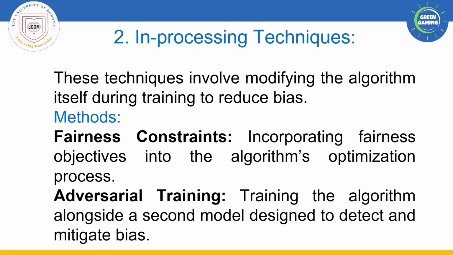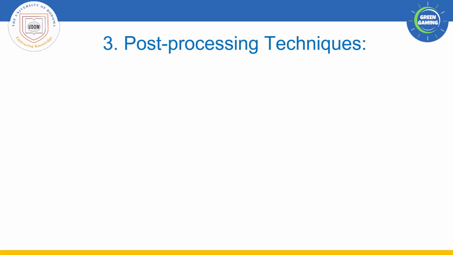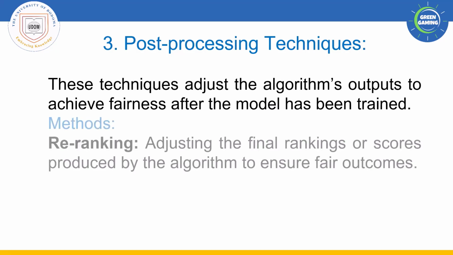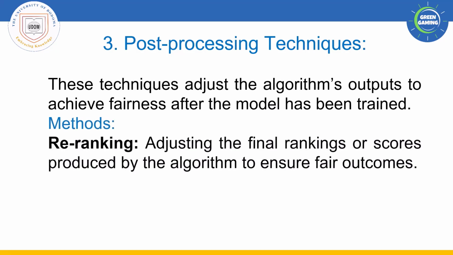Adversarial training, whereby we train the algorithm alongside a second model designed to detect and mitigate bias. Okay, so apart from pre-processing and in-processing, we also have post-processing techniques. These techniques adjust the algorithm output to achieve fairness after the model has been trained. Methods involved are re-ranking, adjusting the final ranking or score produced by the algorithm to ensure fair outcomes.